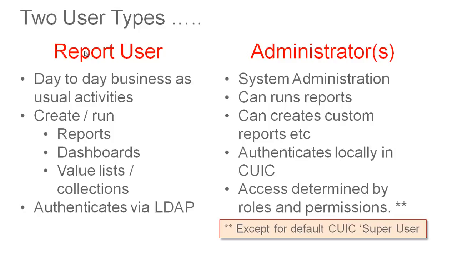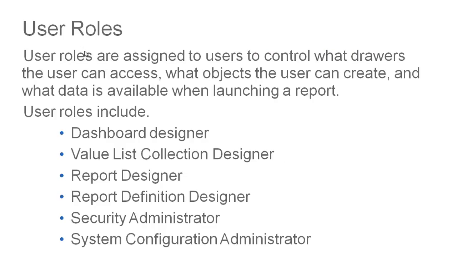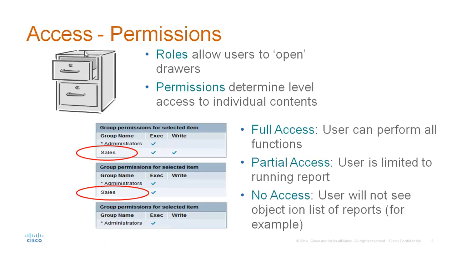User roles are assigned to users to control what drawers the user can access, what objects the user can create, and what data is available when launching a report. User roles include the dashboard designer, the value list collection designer, report designer, report definition designer, the security administrator, and the system configuration administrator. Note that while roles are required to allow users access to a particular drawer, permissions determine the level of access to individual content.